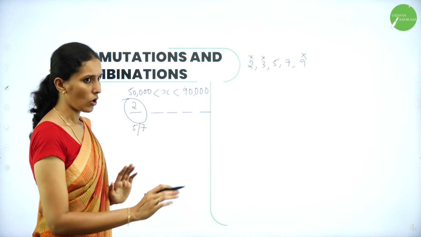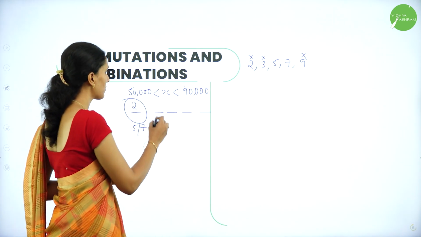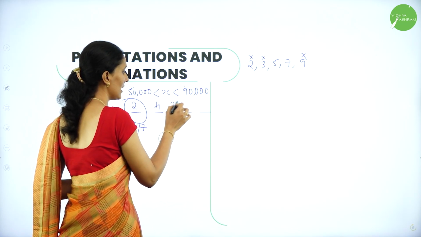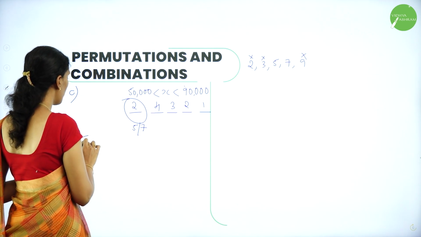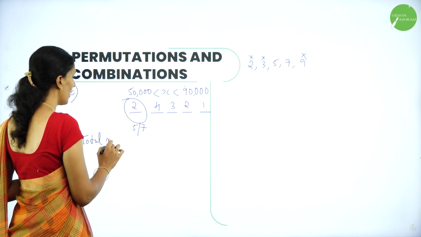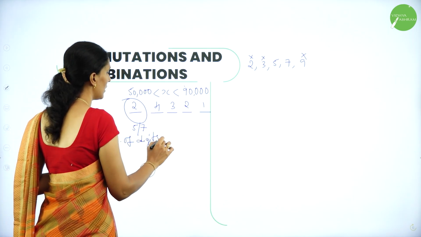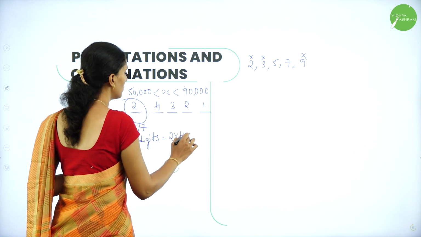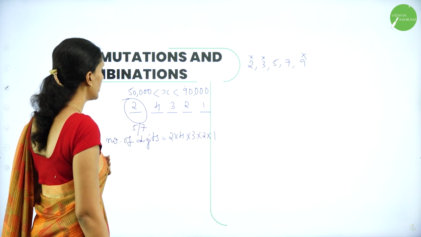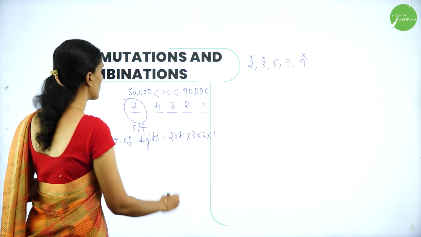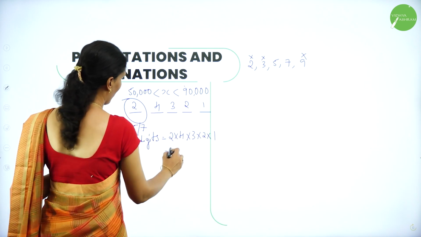Okay. Now the same concept. One number is removed for the 10,000 place. How many numbers are left? That is 4, next 3, next 2, next 1. So what is the total number of numbers here? That is 2 into 4 into 3 into 2 into 1. So that is how much? 48.